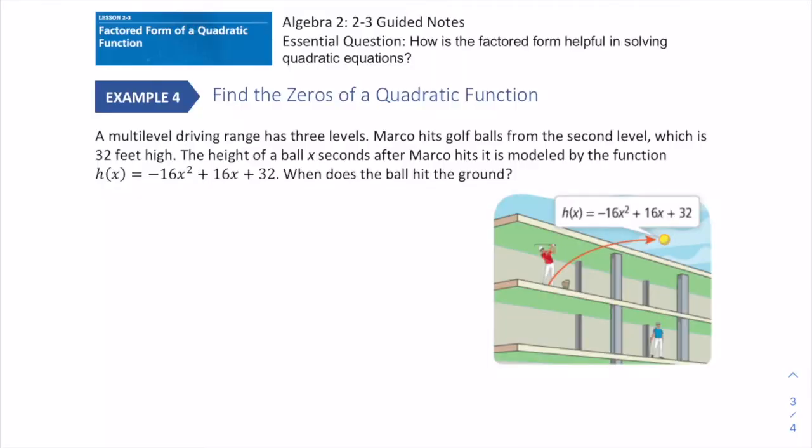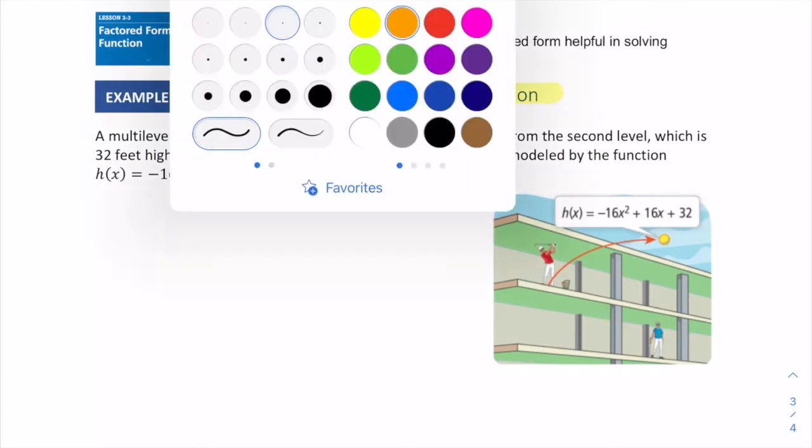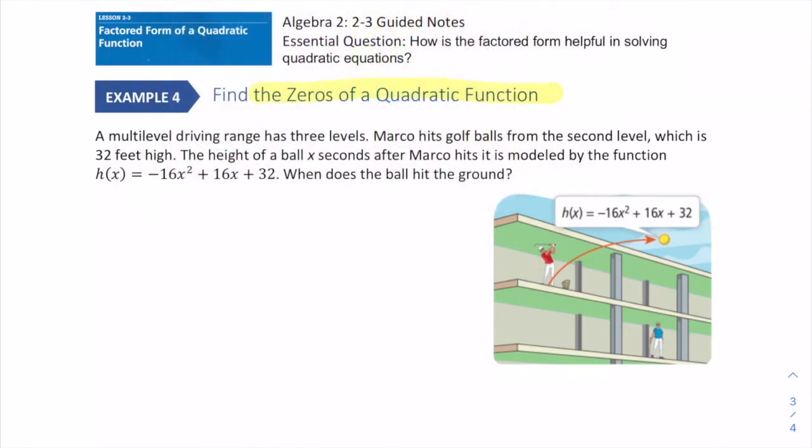Welcome back. Today we'll finish 2-3, looking at the zeros of a quadratic function. So here we have Marco at a multi-level driving range, very similar to Chelsea Piers or Topgolf. And he's on the second floor, hitting the golf balls at a height of 32 feet. So I'm going to put 32 here to represent that height.